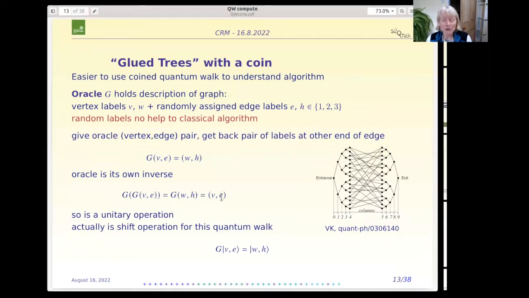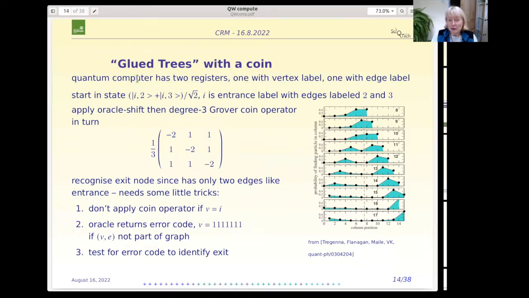This is important because, as I said, quantum mechanics has to be reversible, and so we need reversible operations here. So we can set this up as a unitary operation in quantum mechanics. It's actually the shift operation for this walk. If you apply G to a position and particular edge, you'll find yourself at the other end, at W and H. So our quantum computer has two registers, one with vertex labels and one with edge labels. And we're starting in the state that is the input node.